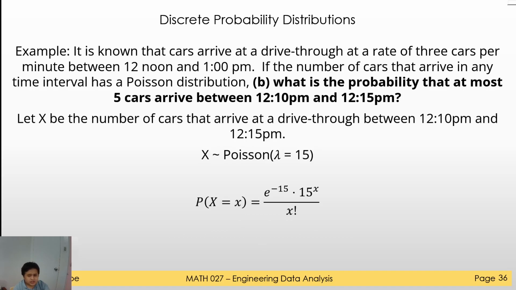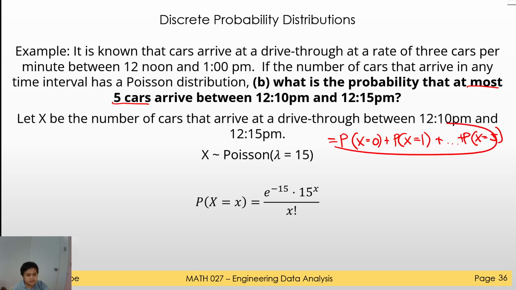Another scenario: what is the probability that at most 5 cars will arrive in this interval? The lambda will still be the same, and the probability distribution will still be the same. If you want to find the probability of at most 5 cars, we are trying to find the probability from 0 up to 5. At most 5, so we want to find this total probability.